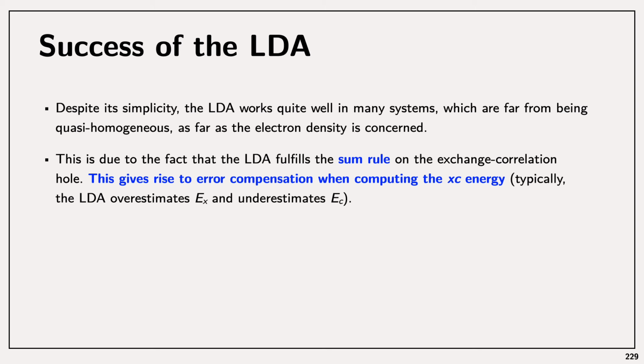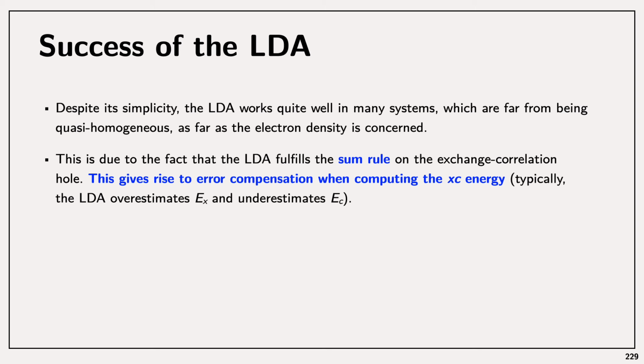So we end up having a lot of properties that are not necessarily expected to be good with LDA, but because of a lot of cancellation of errors, it's actually working well. So, for example, the exchange and correlation, which is what we are trying to get right, it turns out that LDA pretty grossly overestimates the exchange, but at the same time, it underestimates the correlation. As a result, the sum of the two is actually pretty accurate because the overestimation and underestimation are of the same order of magnitude, the same amplitude.